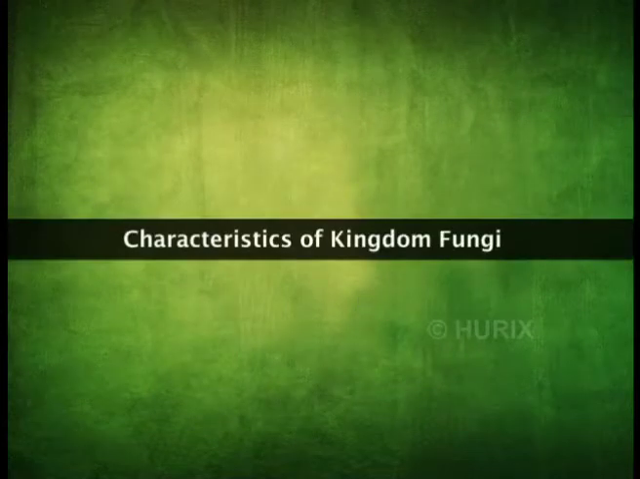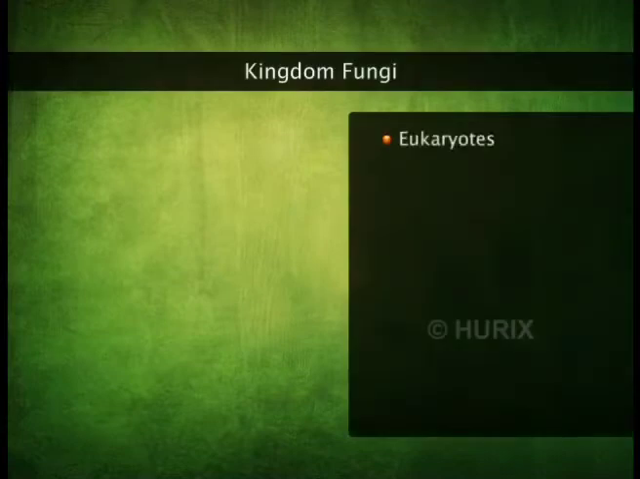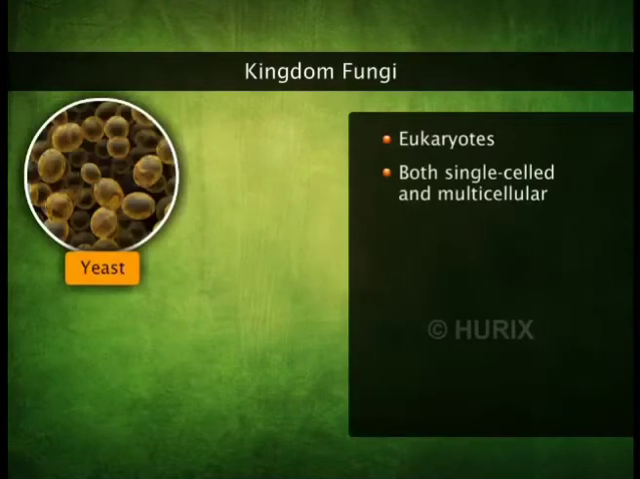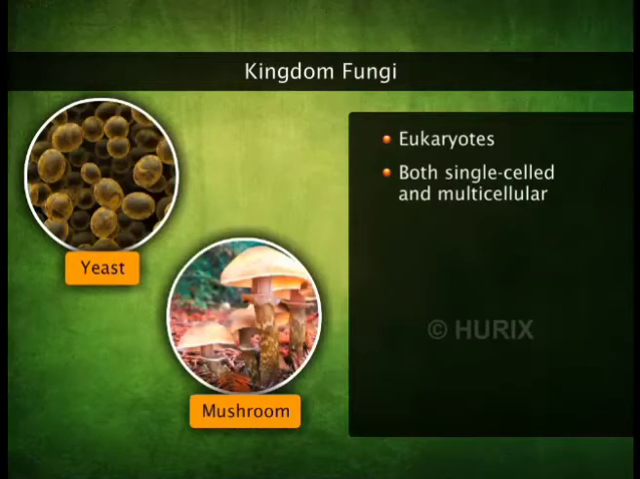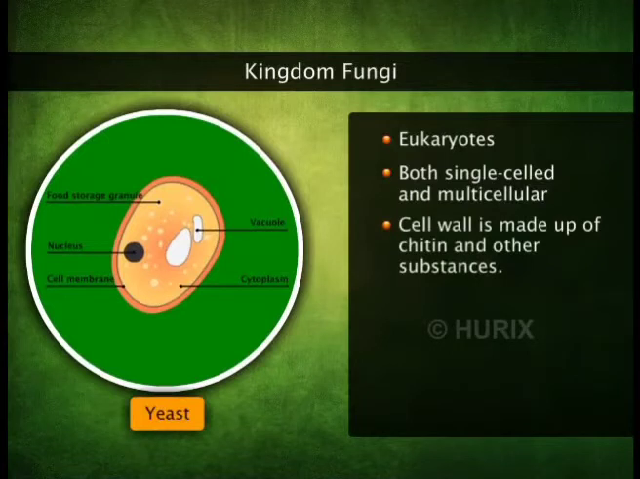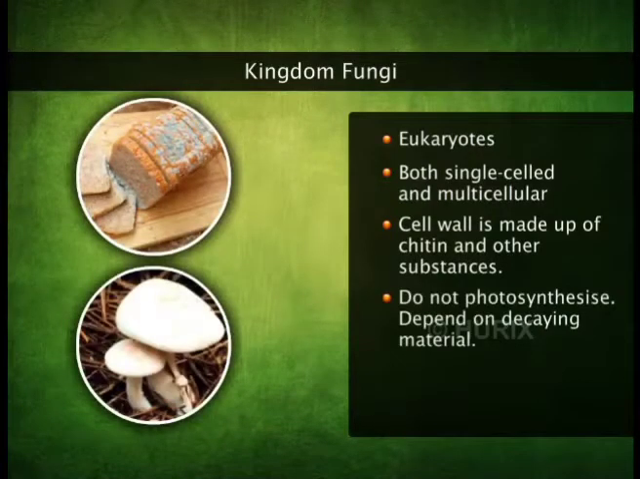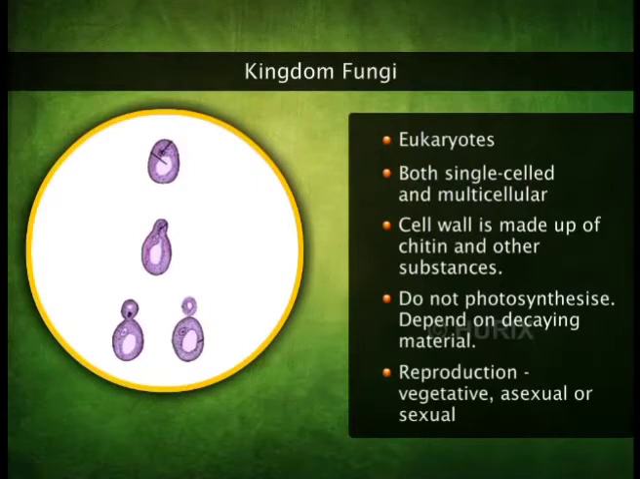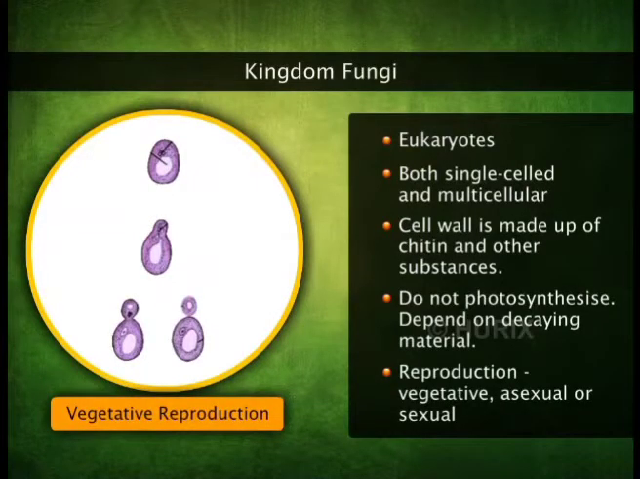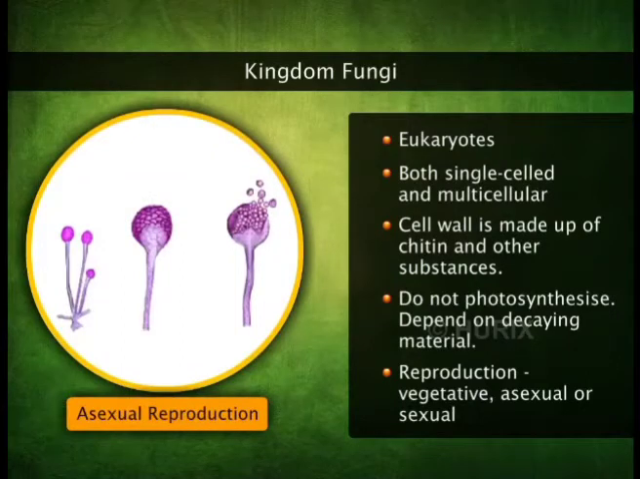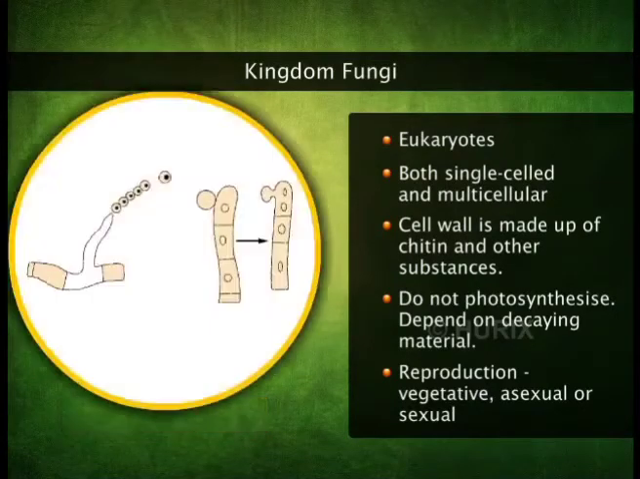Characteristics of kingdom Fungi. Fungi are eukaryotes that include both single-celled yeasts and multicellular mushrooms. Their cell wall is made up of chitin or fungal cellulose and other substances. Fungi do not make their own food. Most fungi get nutrients from decaying organic material. They do not photosynthesize. Reproduction can be vegetative, asexual, or sexual.